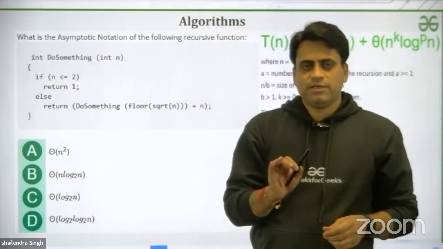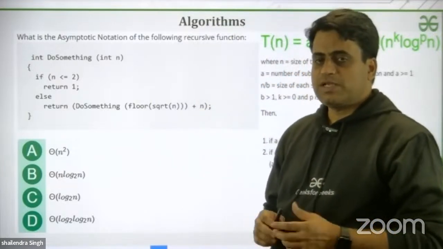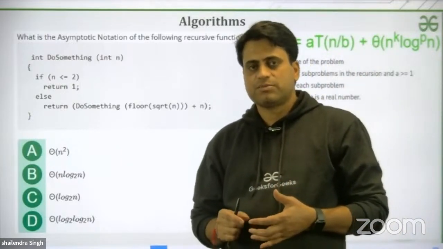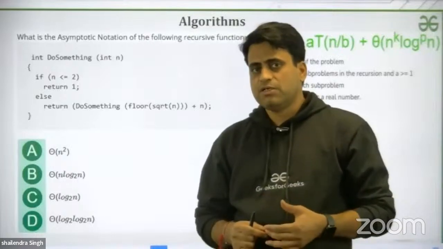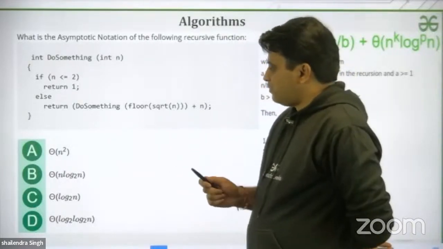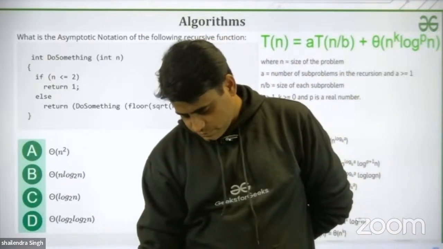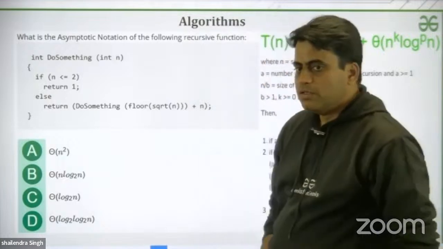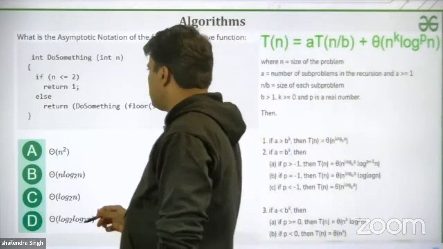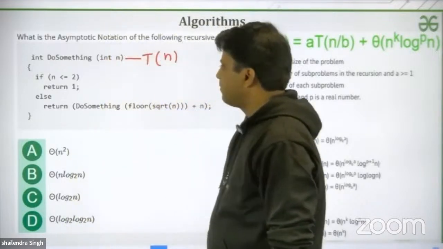So for a recursive algorithm, first find the recurrence relation and solve the recurrence relation, by using recursion tree or masters method or substitution method, or iteration method. So whatever solution comes will be the answer. So dear student, what is the recurrence relation for this? Let us assume do something is T, and for n it is T of n.